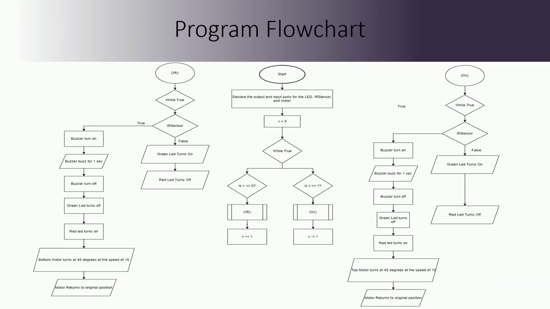So here's the program flow chart. Basically it's very simple. There are two user-defined functions, on and off. Simple programming. Start. Basically declare the outputs and inputs, and introduce a second variable for the while loop so that it doesn't have double activation for the motors.